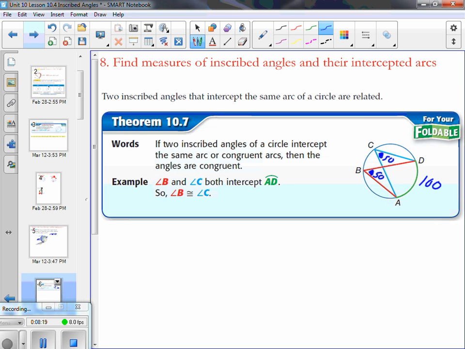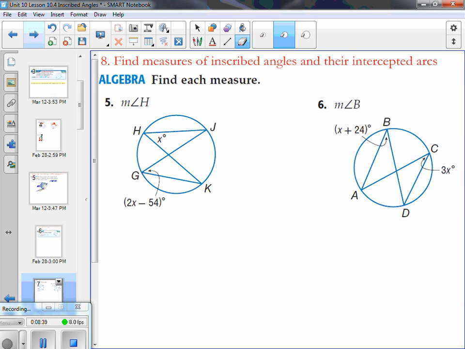So that's not a proof, that's just an example of the fact that if two inscribed angles, or actually 3 or 4 or 15 inscribed angles intercept the same arc, then those inscribed angles are congruent to each other. Okay? And let's see how we can apply that.